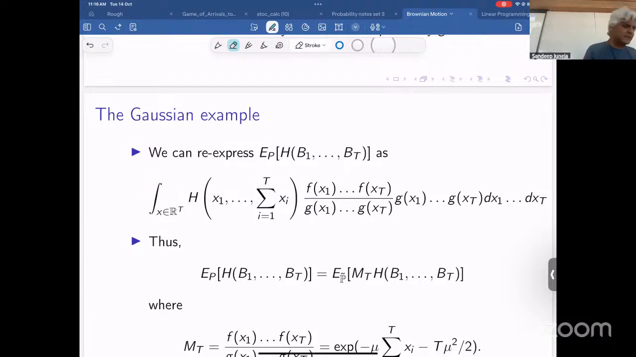So this is just kind of taking away the mystery of M of t. M of t is nothing but the ratio of the densities. That's the big picture point being made here.